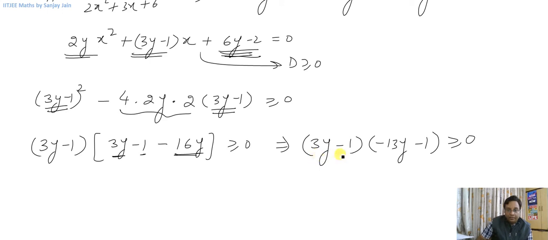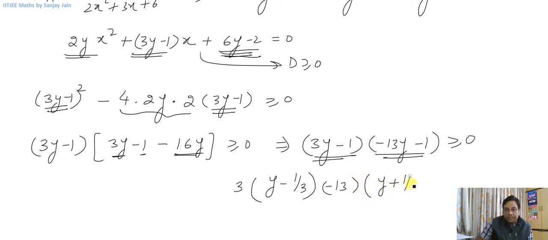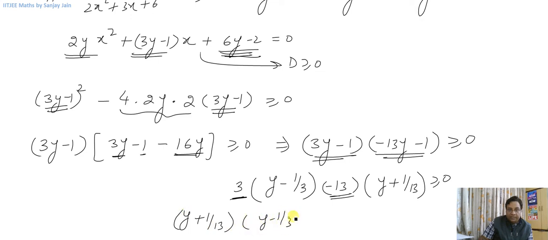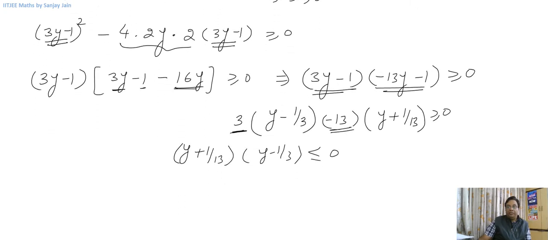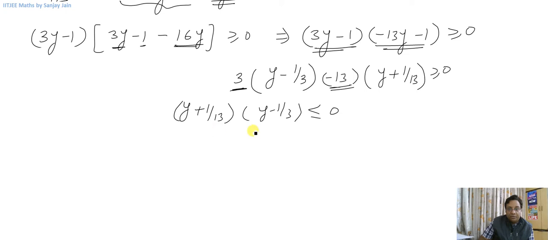Now let me write it into the standard form. So I'll take 3 outside and write it as (y − 1/3), right? I'll take the negative sign outside, and let us take 13 also outside. So it will become (y + 1/13), and it is greater than or equal to 0. So if I divide it by −39, what will be the quadratic inequation? It will be (y + 1/13)(y − 1/3). Sign of inequality will change. It will be less than or equal to 0 because we have multiplied both sides by something negative, right? I hope you understand it now.